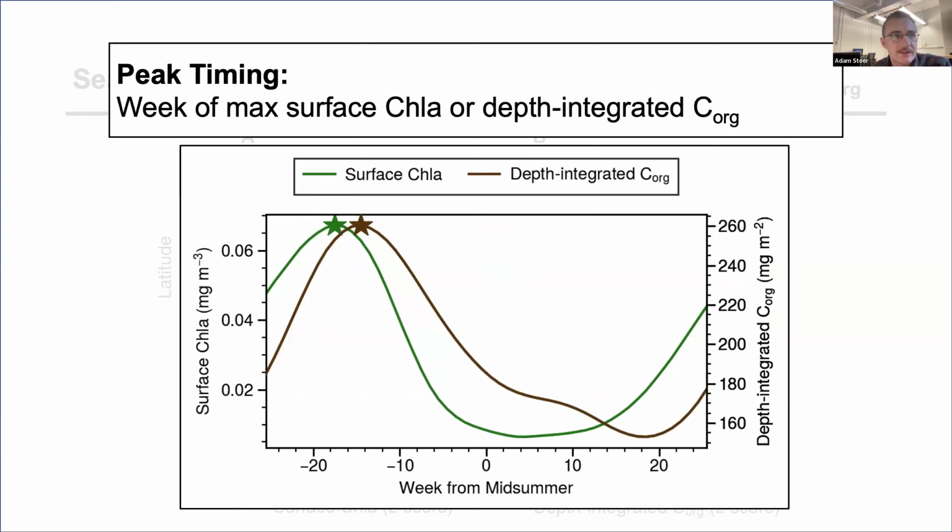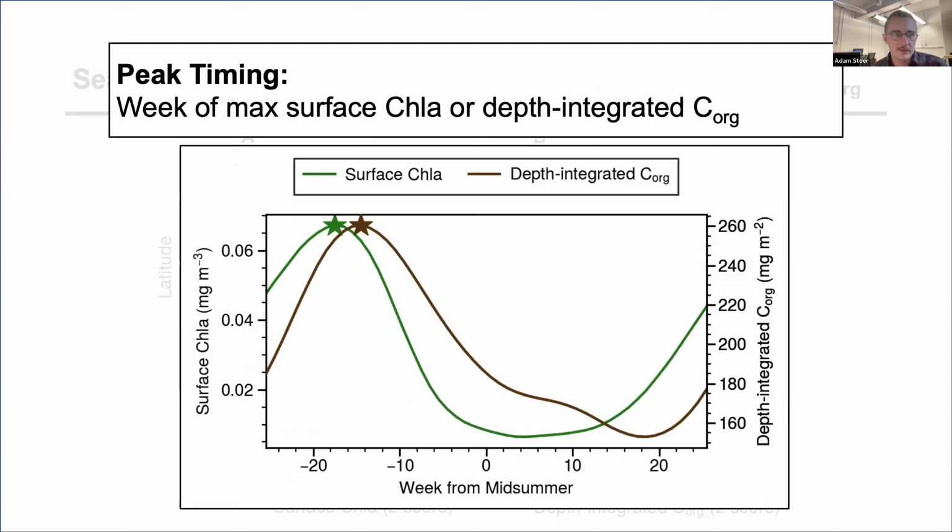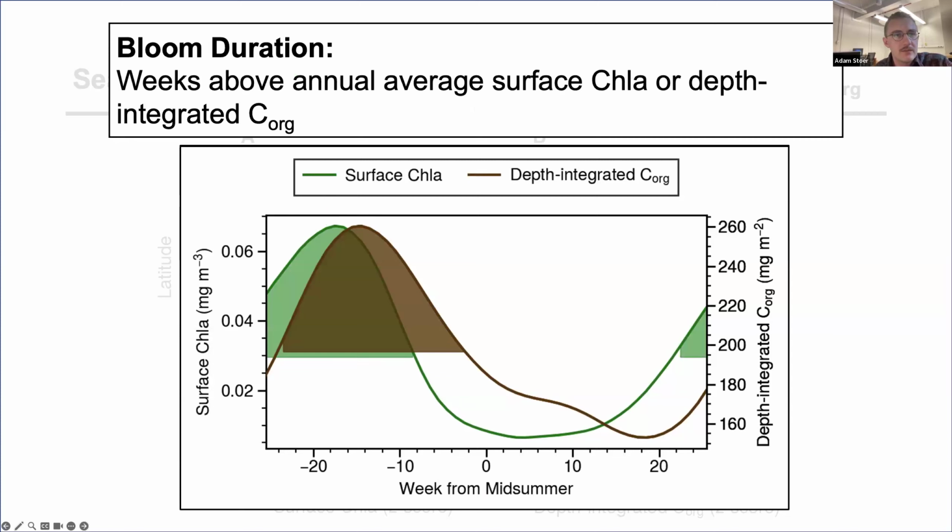So from those seasonal cycles, we can then calculate bloom metrics. One of them is peak timing, which probably a lot more people are familiar with. And that's just what week of the year relative to midsummer do we see the most amount of surface chlorophyll and the most amount of depth integrated carbon biomass. And that's just shown by these stars here, right? And then we can do the same thing for bloom duration, which is just the total number of weeks above the annual average surface chlorophyll or depth integrated carbon.